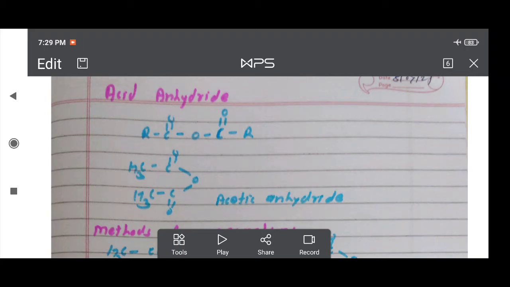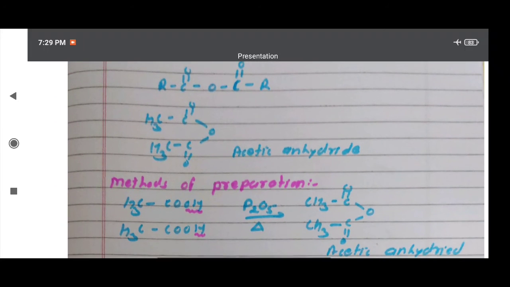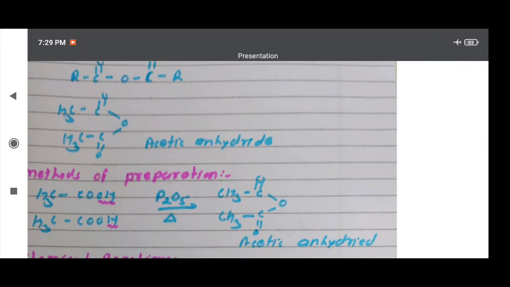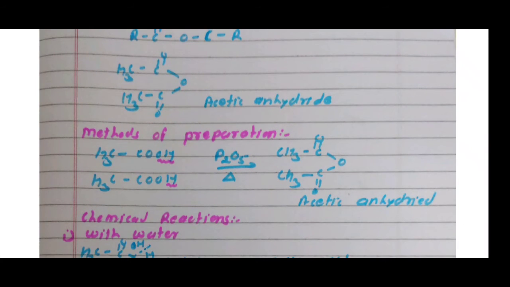Here I am showing the structure of acetic anhydride: CH3CO-O-COCH3. Then, methods of preparation. The first method is by dehydration of acetic acid. Dehydration means removal of a water molecule. Here, vapors of acetic acid are passed over phosphorus pentoxide, P2O5, which is the dehydrating agent. It gives acetic anhydride with removal of a water molecule.